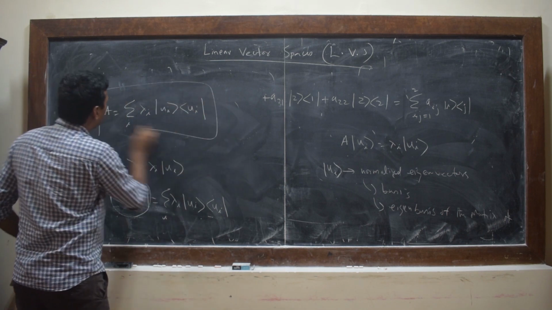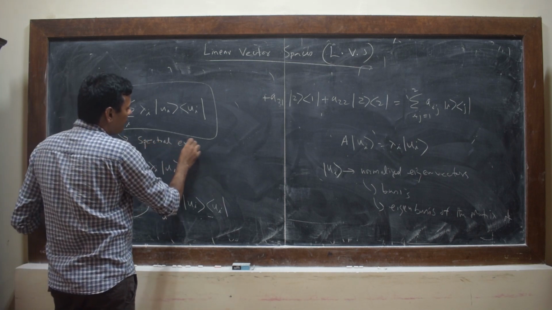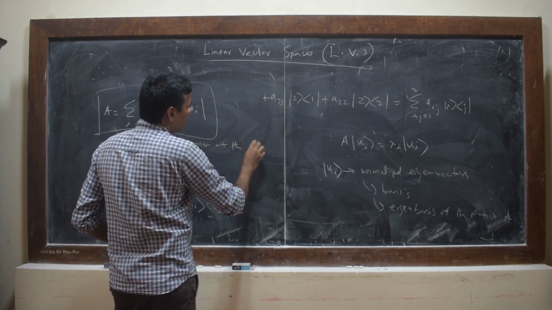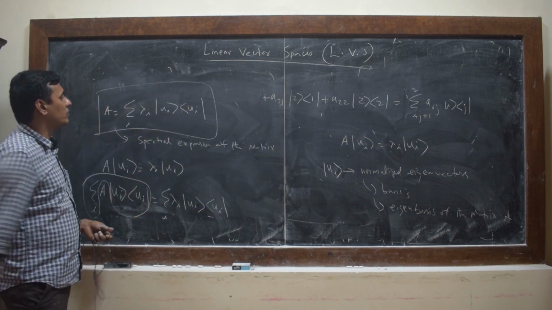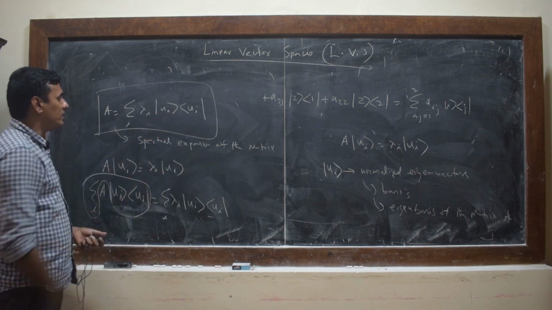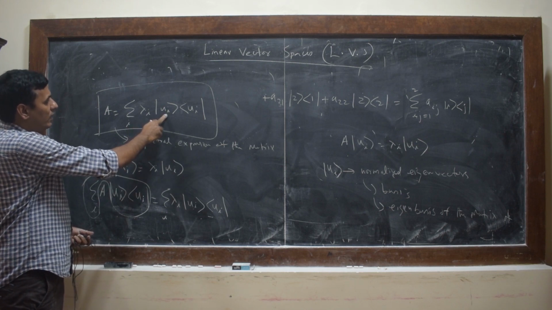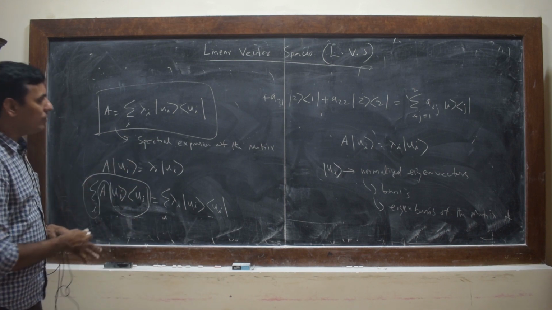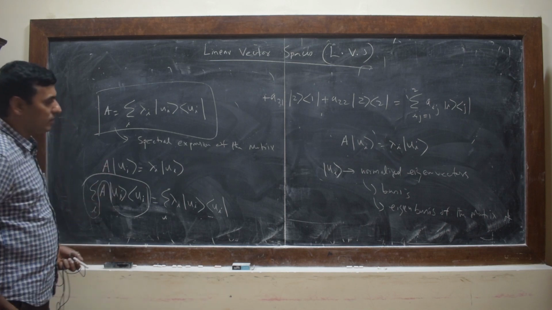Okay. And this is known as the spectral expansion of the matrix. So, in terms of the eigenvectors of the matrix, you can expand. Once you know the eigenvalues and eigenvectors, these being the eigenvalues corresponding to the eigenvector ui, you will be able to compute the matrix. I will give you examples in the tutorial session. We will do explicit examples for this.